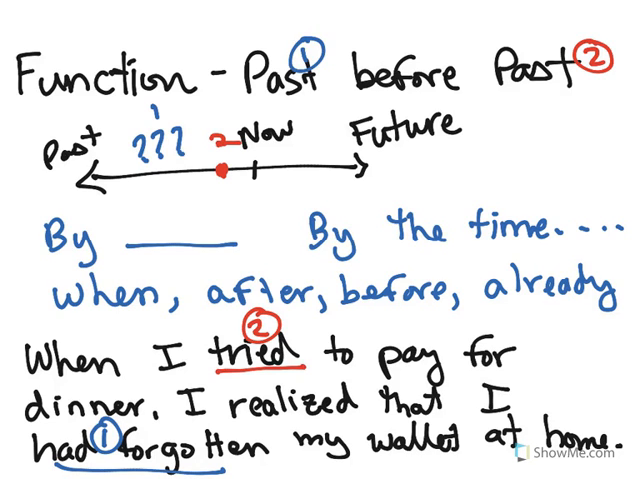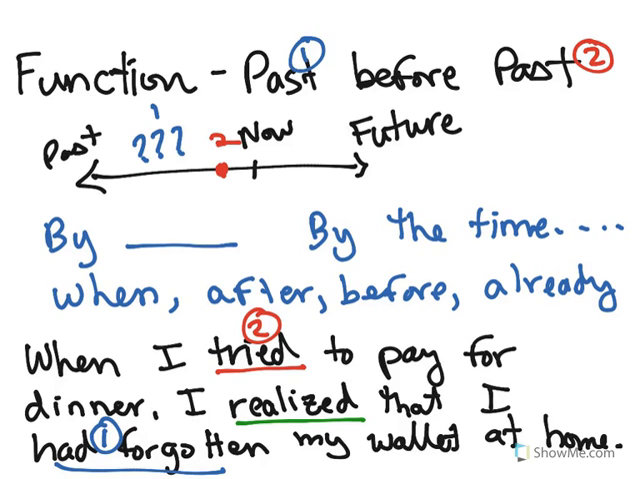So by the time I tried to pay for dinner, this action, I had forgotten my wallet, already happened. At some indefinite point in the past, I forgot my wallet at home. Now I want you to take a look at this other verb, realized. So you'll notice that the first action, had forgotten, uses past perfect tense. And then the second action, tried, uses simple past tense.